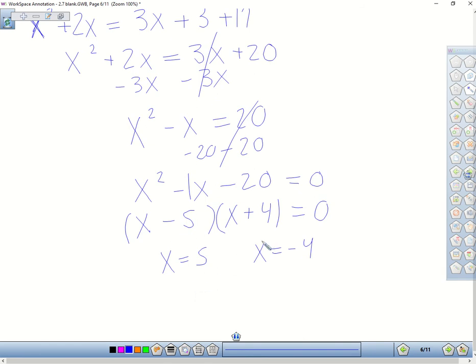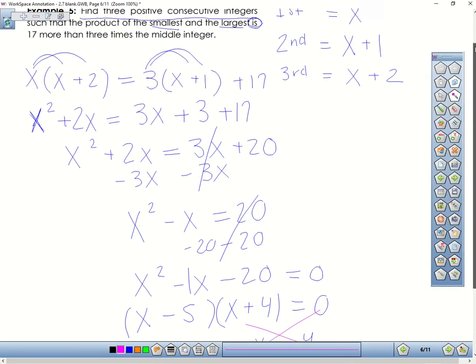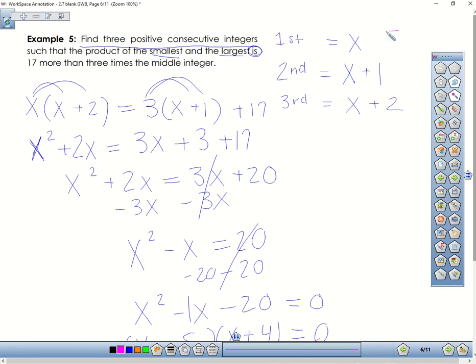Now we have to determine what the question asked for. Did it ask for positive consecutive integers or negative consecutive integers? Positive. So which one's going to be rejected? Negative 4. Yep, because we're looking for only positive consecutive integers based on what the problem said. So in this case, integers can be negative or positive. It's not a measurement issue, but it's a wording issue, right? So now we move up, and we know that our x is 5, our second number is 6, and our third number is 7, and those are consecutive.